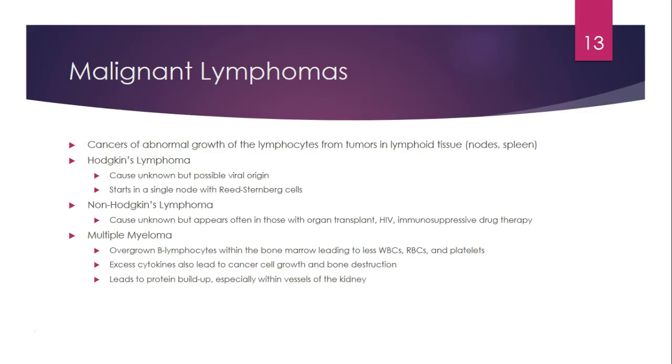Malignant lymphomas, some of the major ones that I want you to know about: Hodgkin's lymphoma, which has a Reed-Sternberg cell, although a non-Hodgkin lymphoma does not. There's also multiple myeloma, which maybe some of you have seen on your clinicals, and basically this is an overgrown B lymphocyte within the bone marrow.